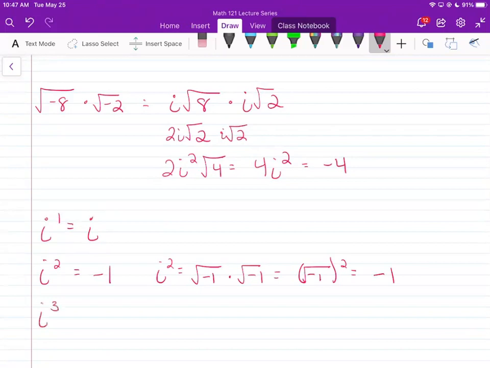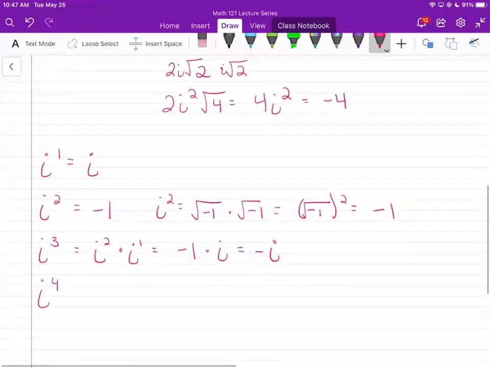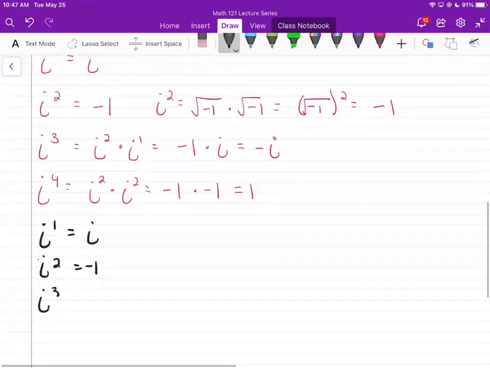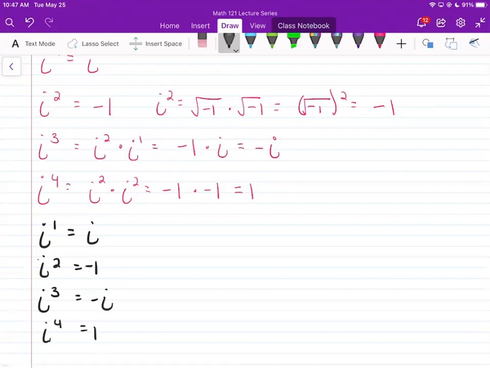i cubed is nothing more than i squared times i to the first. So that becomes -1 times i. So i cubed is -i. And last but not least, i to the fourth is i squared times i squared, which is -1 times -1, which is 1. I highly recommend that you memorize these 4 values. i to the first is i, i squared is -1, i cubed is -i, and i to the fourth is +1.